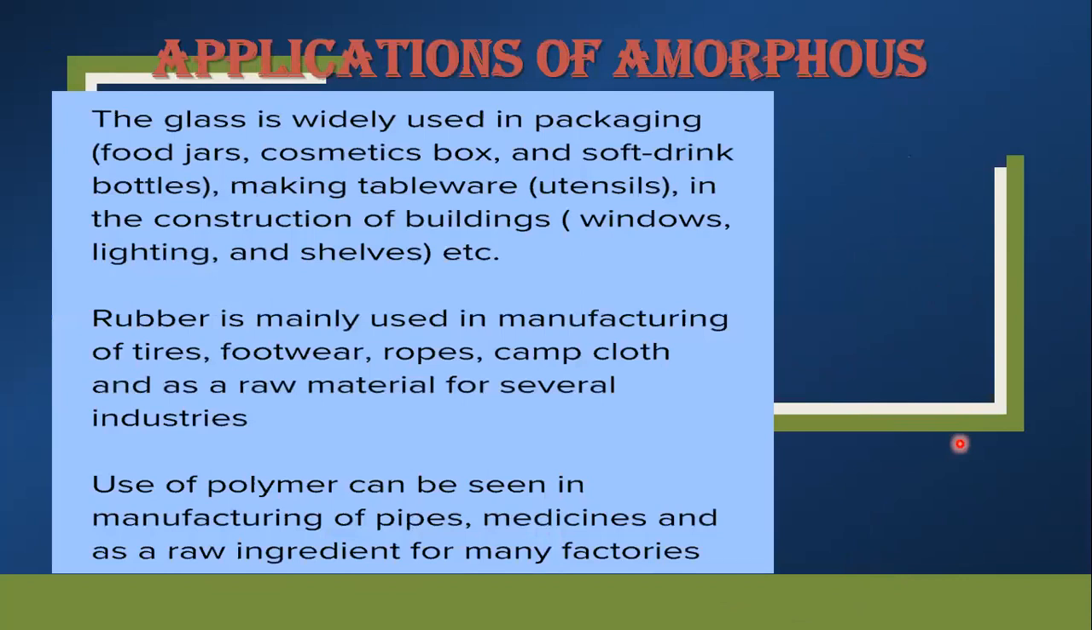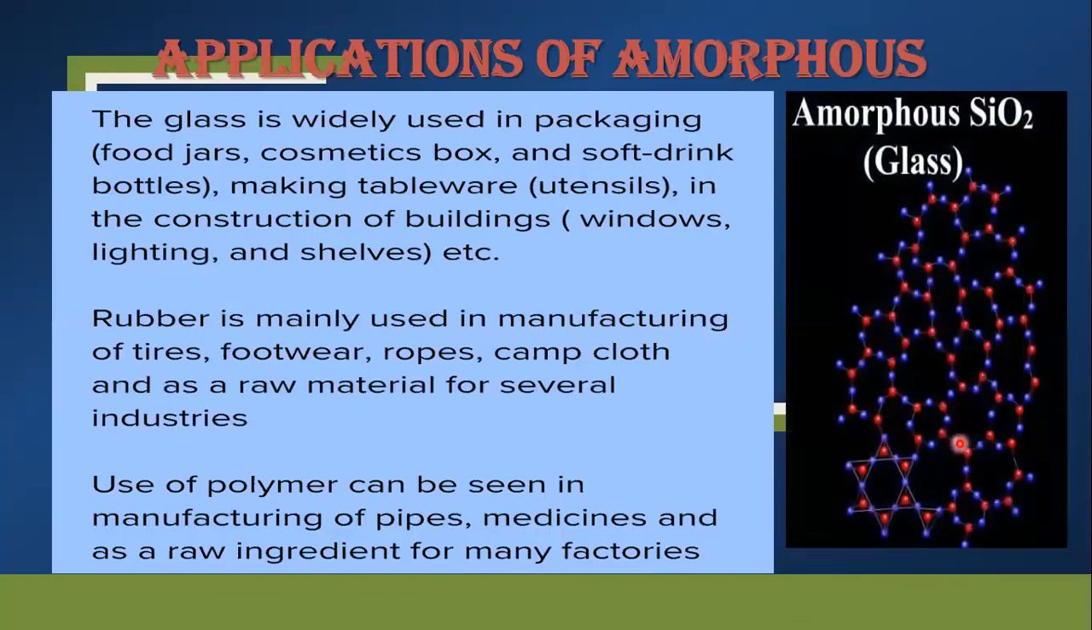Applications of amorphous solids in our daily life. The most important amorphous solid is glass, that is widely used in packaging for food jars, cosmetic boxes, and soft drink bottles. It is also used in making tableware, that is utensils, and in construction of buildings, windows, lighting, and shelves, etc. Rubber is mainly used in manufacturing of tires, footwear, ropes, camp cloths, and used as a raw material for several industries.